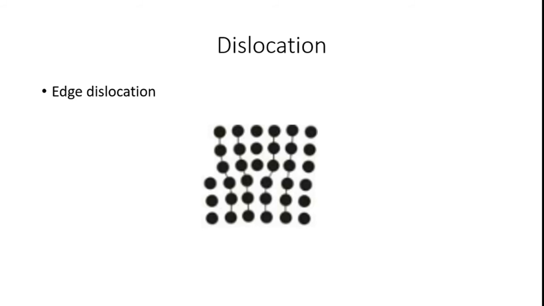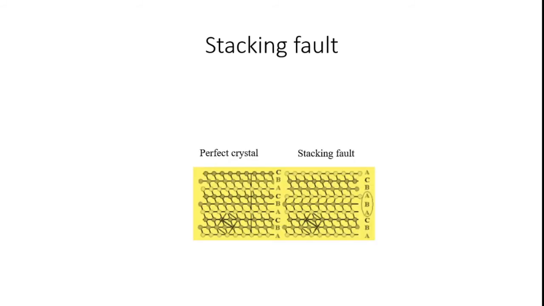All grain boundaries are sinks into which vacancies or dislocations can disappear, and they may also serve as sources of these defects. They are important factors in creep deformation. So the next defect is the stacking fault.